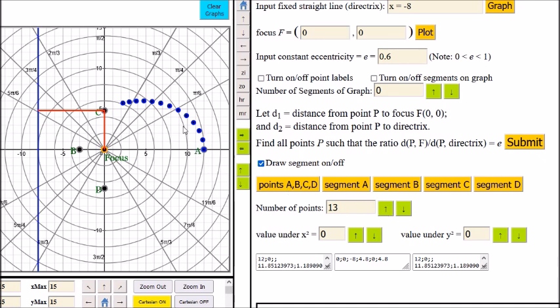So for all of these points, take this point: the distance from this point to F divided by the distance from this point to the directrix will be 0.6. And so that's how we generate the ellipse.